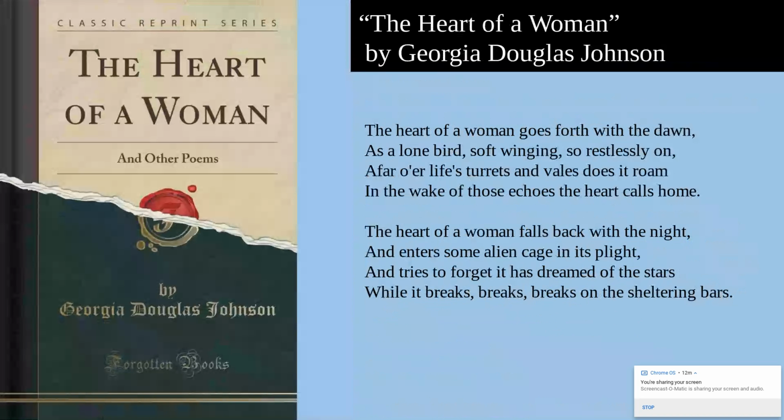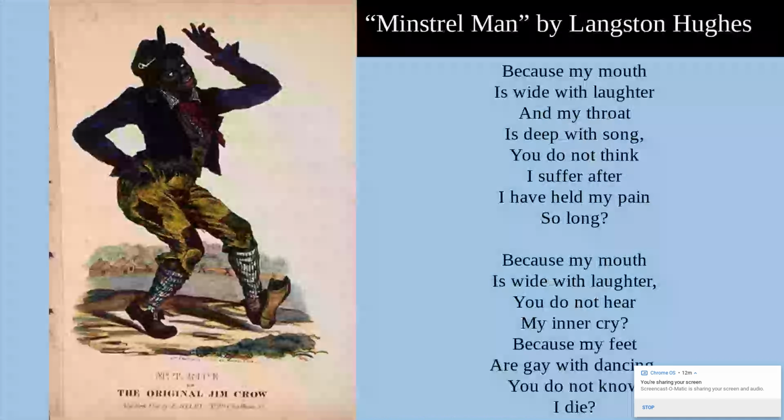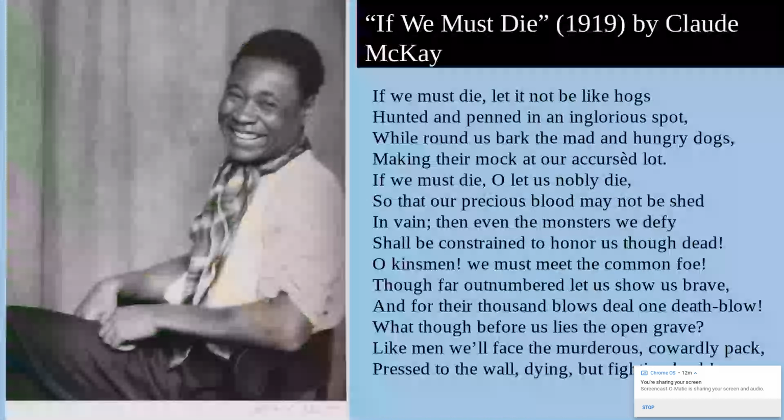So check that poem out. Georgia Douglas Johnson is one of the lesser recognized women of the movement. She is able to publish her poetry. Not many women were able to publish full books of poetry at the time. So you can check out her piece here, The Heart of a Woman. Langston Hughes' Minstrel Man is a really bitter and intense piece, critiquing minstrelsy. So you might want to check that piece out.